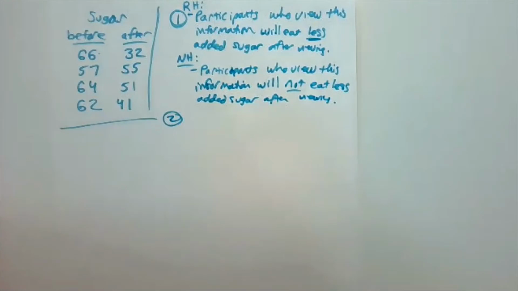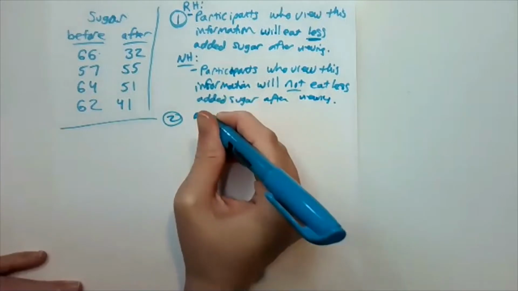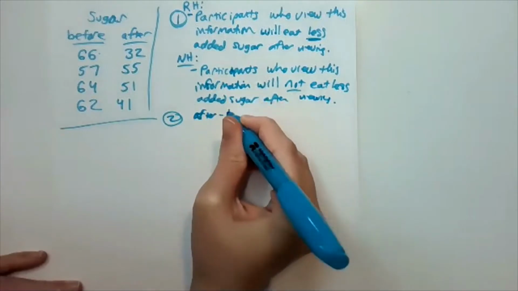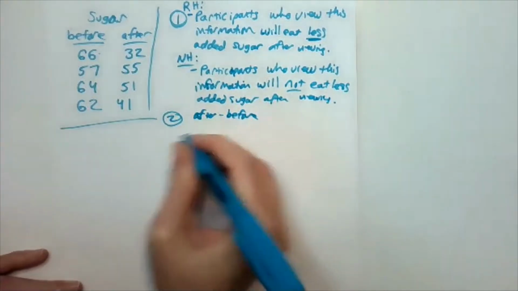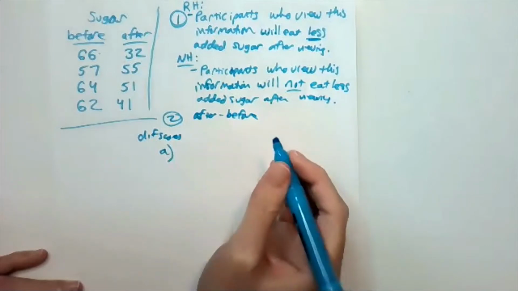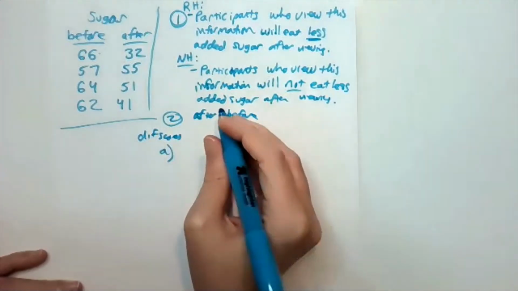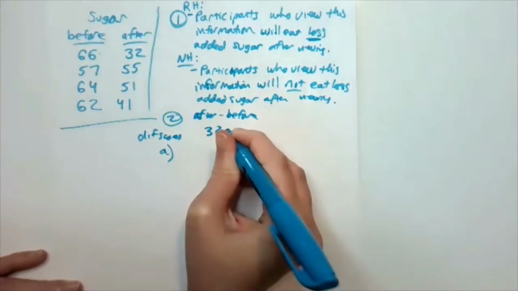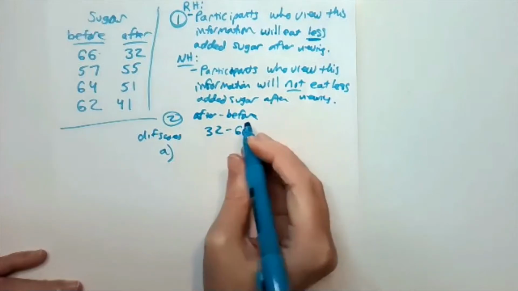For step 2, we have to get the information about our comparison distribution. In order to do this, the first thing I'm going to do when I have a dependent t-test, if it's not already given to me, is calculate my difference scores. Specifically, I'm going to calculate after minus before.